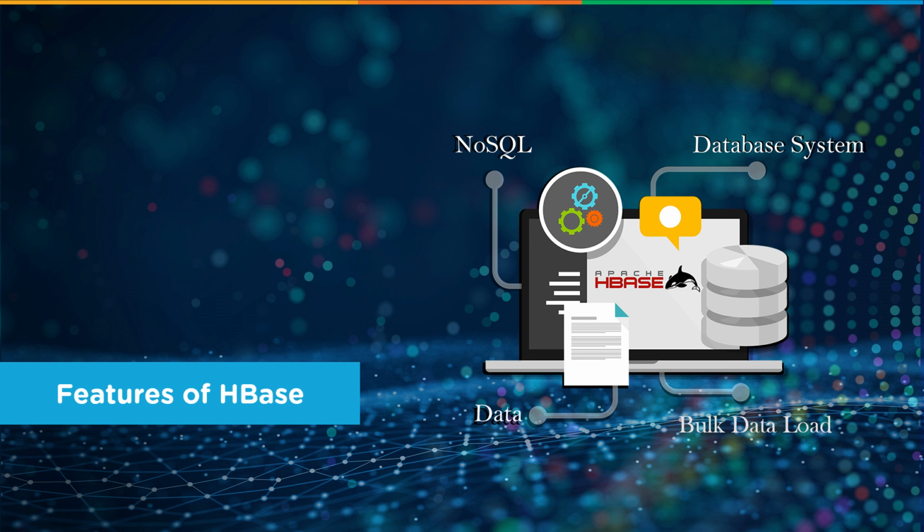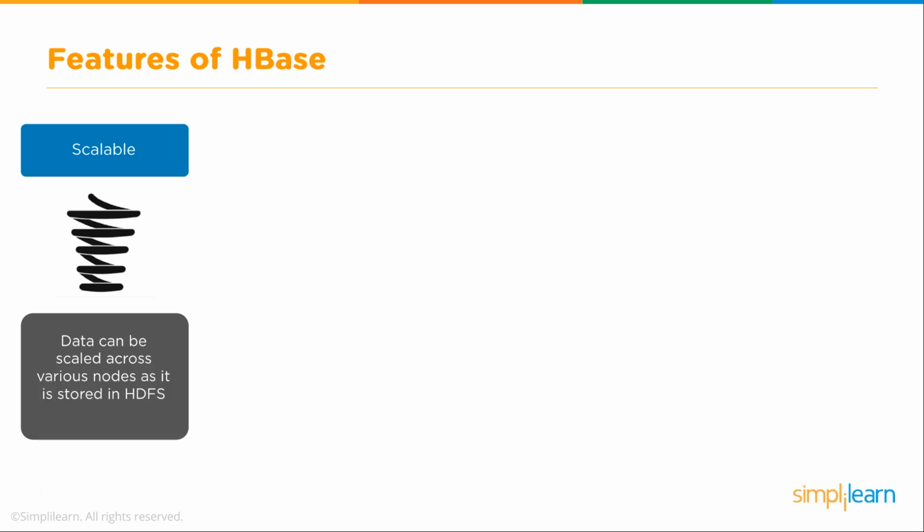Let's look at some of the features of HBase. It's scalable. Data can be scaled across various nodes as it is stored in HDFS. And always think about this, it's a linear add-on. For each terabyte of data, I'm adding roughly $1,000 in commodity computing. With an enterprise machine, we're looking at about $10,000 at the lower end for each terabyte of data, and that includes all your backup and redundancy. So it's a big difference. It's like a tenth of the cost to store it across HBase.